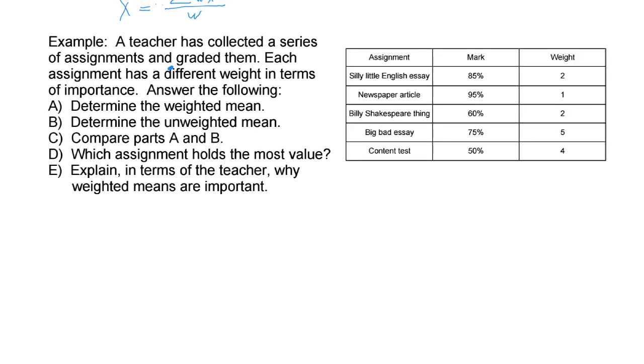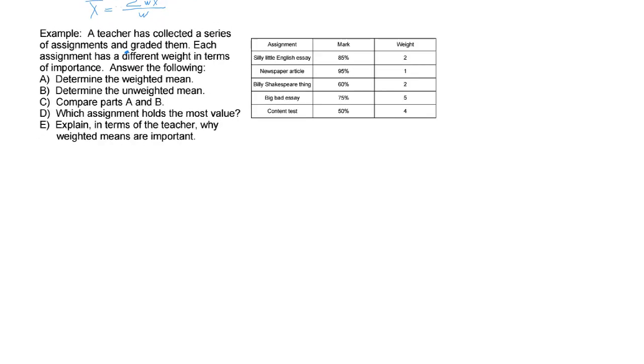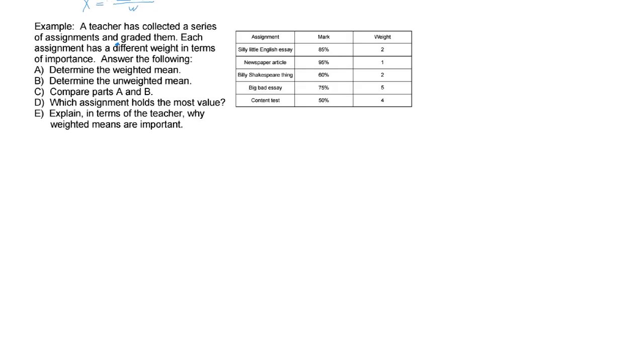A teacher has collected a series of assignments and graded them. Each assignment has a different weight in terms of importance. We need to answer the following: determine the weighted mean, then the unweighted mean, and then compare the two. Remember that the weighted mean is the weight of whatever we're using times the x value that we have.